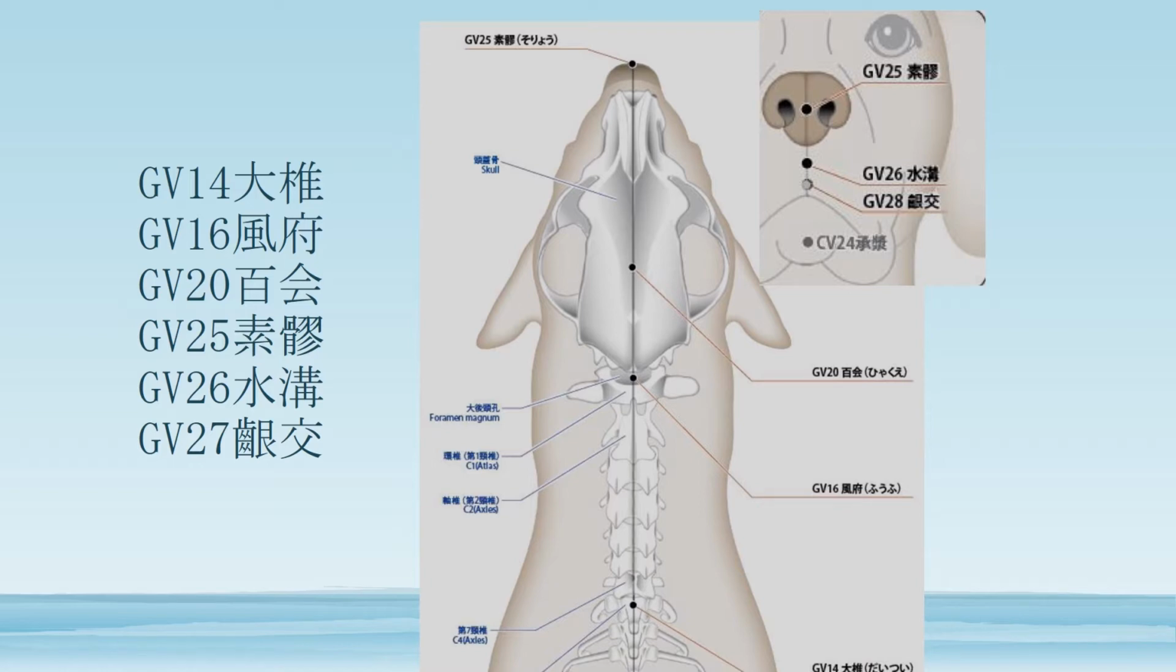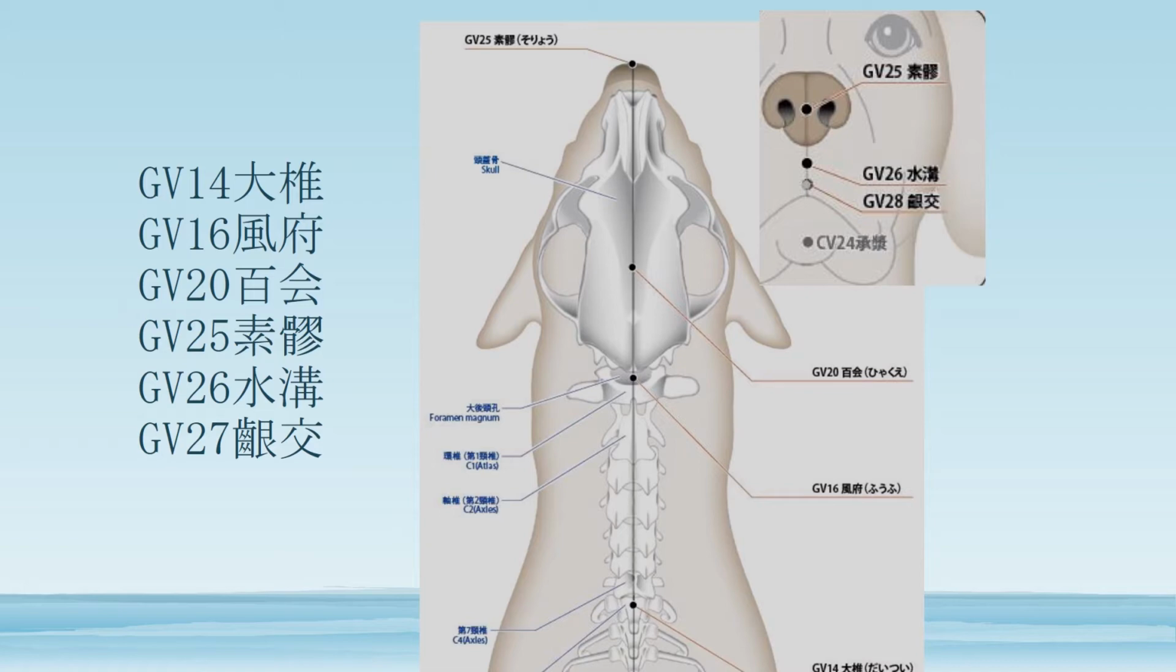GV14 is in between the spinal processes of the 7th cervical vertebra and 1st thoracic vertebra. Next is GV16. It is at the back of the head, in between the skull and the 1st cervical vertebra, in the depression of the foramen magnum. Next is GV20. It is at the cross point of the line connecting both ear tips and the dorsal midline. It is at the top of the head. Then it goes to the nose and the face. Next is GV25. It is at the midpoint of the external nostrils.